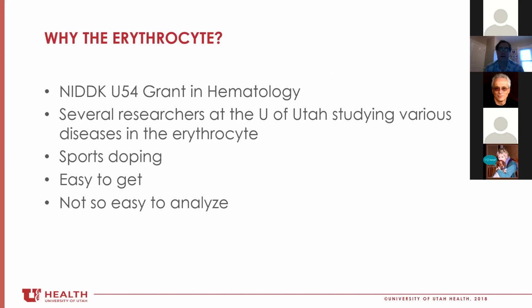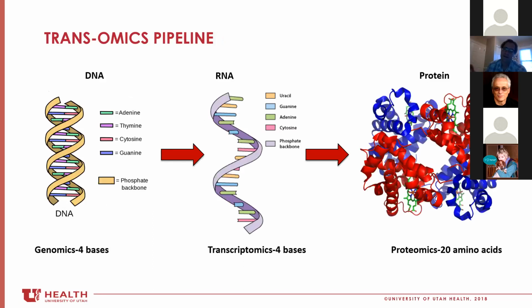And really, one reason why is it's really easy to get red blood cells. But what I found was it's not so easy to analyze, which is fairly frustrating. And I'll go through some of those reasons why. But the major reason why is there's 270 million hemoglobin molecules per red blood cell. Basically, the red blood cell is just a bag of hemoglobin with a few metabolites thrown in there.